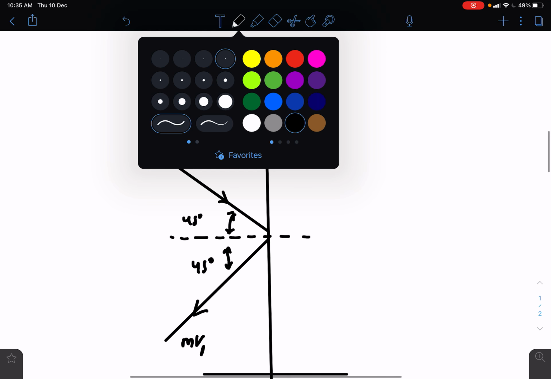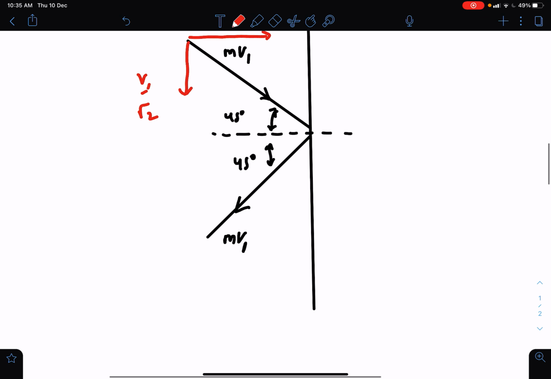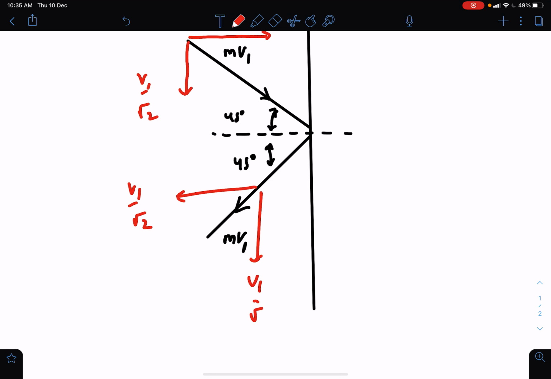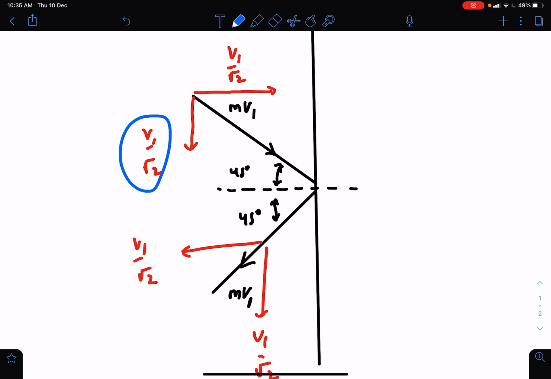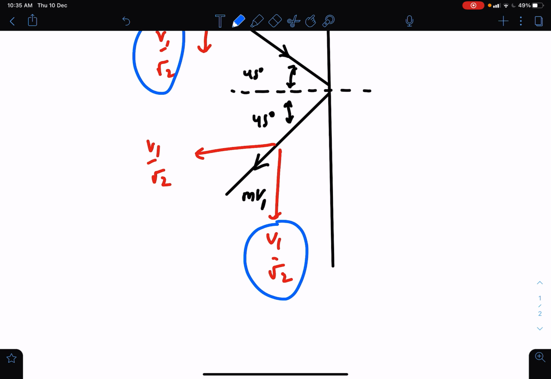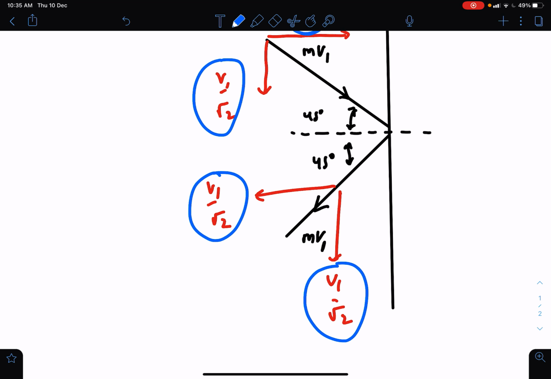If you resolve the velocity just before collision into components, you will get v1 by root 2 here and v1 by root 2 here. After collision, again v1 by root 2 and v1 by root 2. The v1 by root 2 component parallel to the wall remains unchanged because there is no friction, a smooth wall we can say. And because it is an elastic collision, the approach velocity v1 by root 2 and the separation velocity v1 by root 2 will be the same.